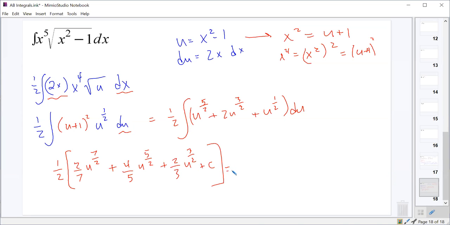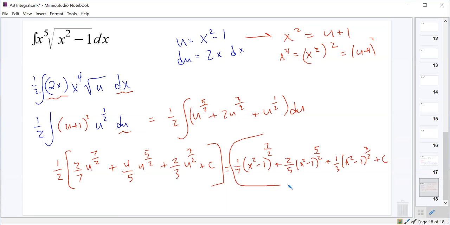Plus our constant, and if we distribute the 1/2 through and do our substitution back to x squared minus 1, we end up with 1/7 x squared minus 1 to the 7/2 plus 2/5 x squared minus 1 to the 5/2 plus 1/3 x squared minus 1 to the 3/2 plus our constant. Any questions on that? Everybody okay with that?